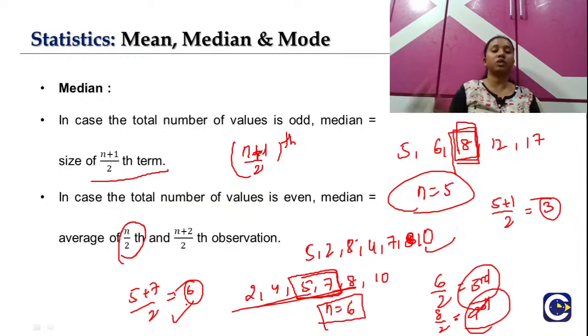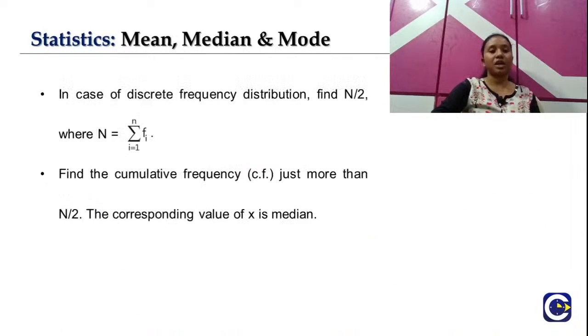Right, so that's how we'll be finding the median in any individual series. Based upon the total number of values given, we are able to find the median. If there are an odd number of values, then it will be one median directly. If not, we have to find the average if the total number of values is even. Right. So let's move on to our next case, where we have the discrete frequency distribution.